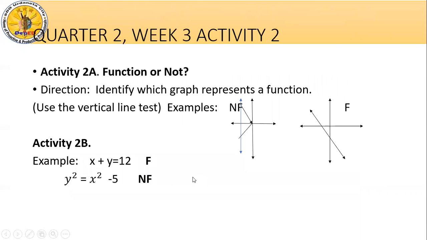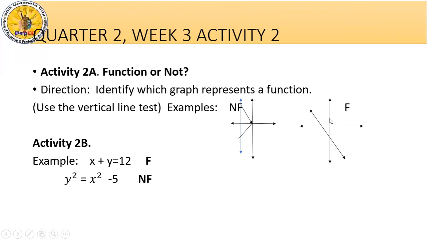Okay? Next. For activity 2, when we use a graph to identify a function, we use the vertical line test. If a vertical line intersects the graph no more than once, the graph represents a function. On our first example, the graph here shows not a function. Why? If we are going to draw a vertical line here, it will intersect the graph at 2 points. So therefore, it is not a function.